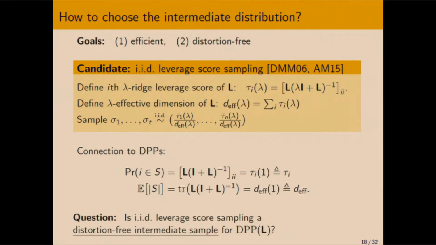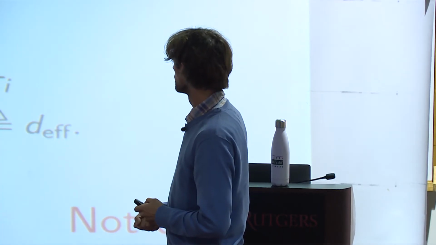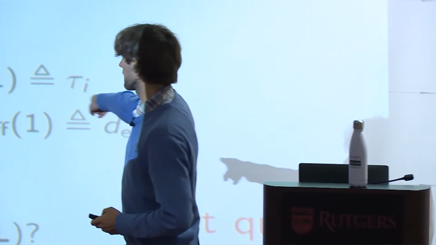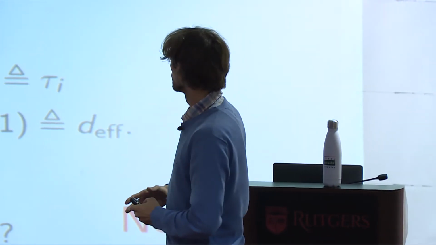So is this going to be the right answer? Turns out it's not exactly the right answer. Basically, ridge leverage scores turn out not to be exactly distortion-free. How does the size of S get in the cardinality? Why does the second equation hold? In the first one.